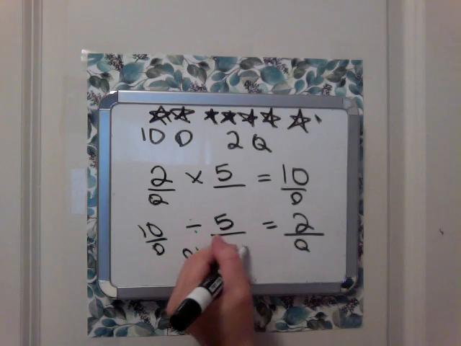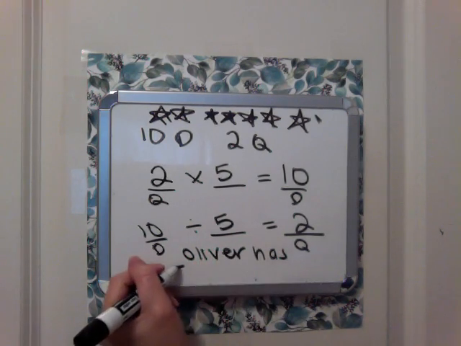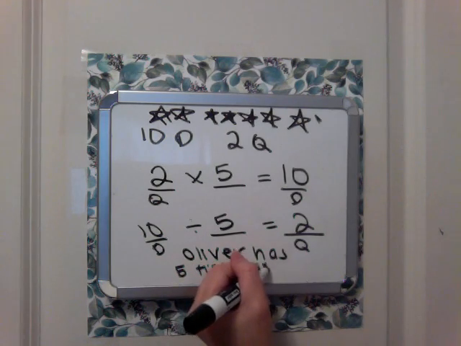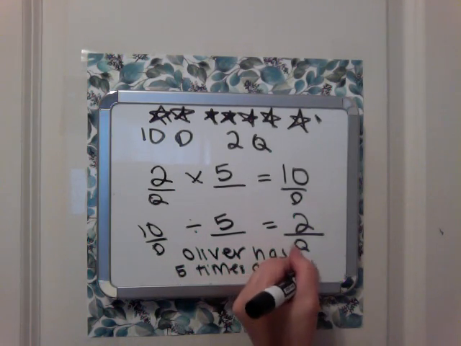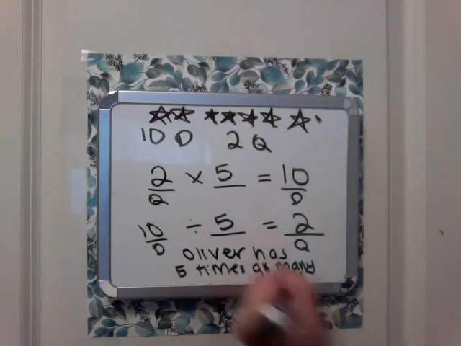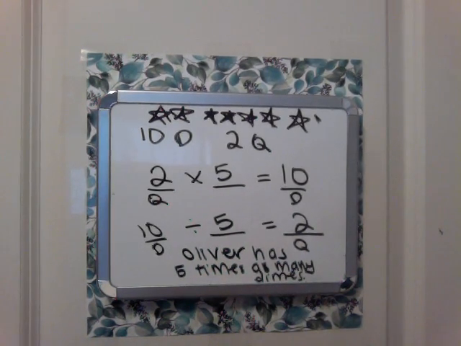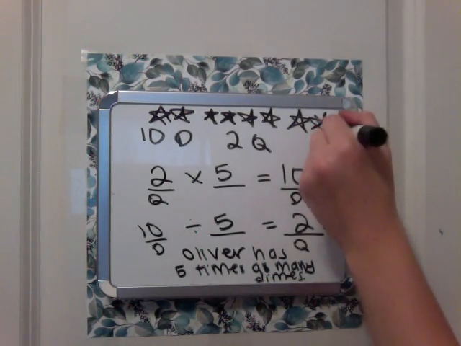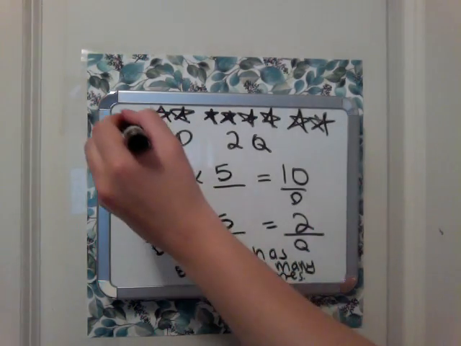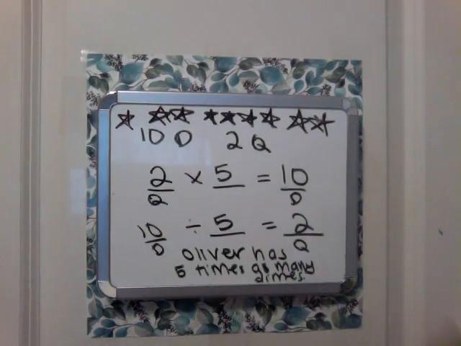Oh, Oliver is his name. Oliver has 5 times as many dimes. Bummer. Too bad he didn't have 5 times as many quarters. Those are worth more. Give yourself a star for the sentence. Give yourself a star for the answer of 5.